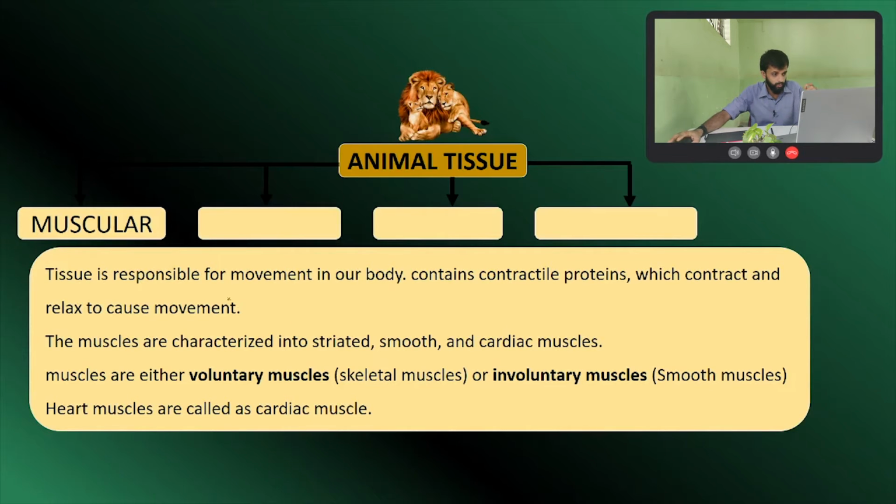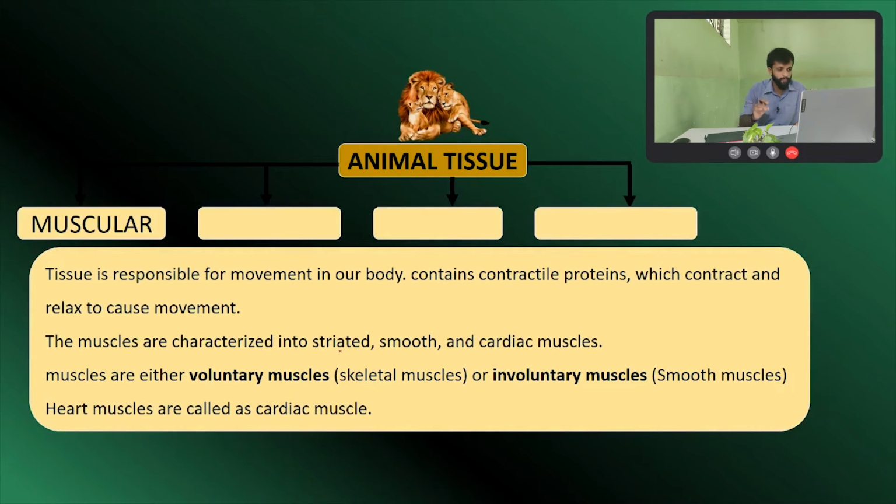Now the muscles are characterized into striated, smooth, and cardiac muscles. So remember the names. The muscular tissue, what is the purpose? It has contractile proteins, because of which it helps in the contraction and relaxation of muscle movement. Second, they are characterized into striated, smooth, and cardiac muscles. Muscles are either voluntary or involuntary muscles.